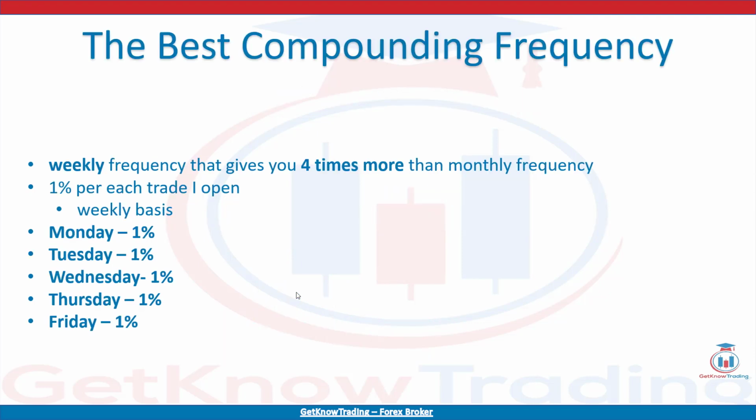What is the best compounding frequency? The best compounding frequency is weekly frequency that gives you 4 times more than monthly frequency. But the best compounding frequency depends on the trading results you can achieve. If you have a good trading strategy with good results, then you can make a lot of money quickly. Let's put numbers on the table to explain to you which compounding frequency is the best. I will assume I can get 1% per each trade I open.